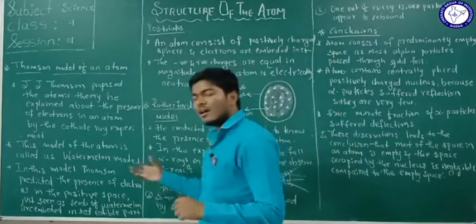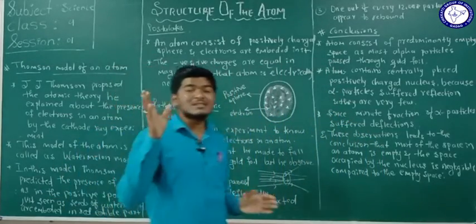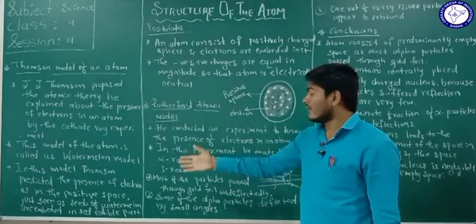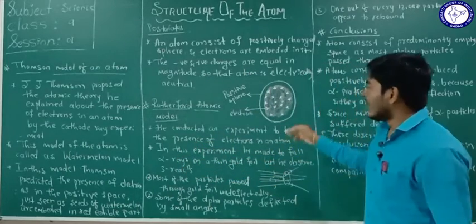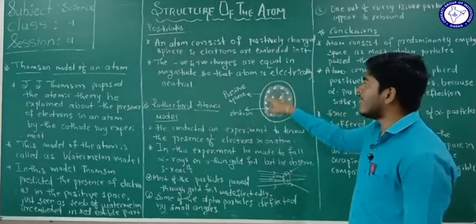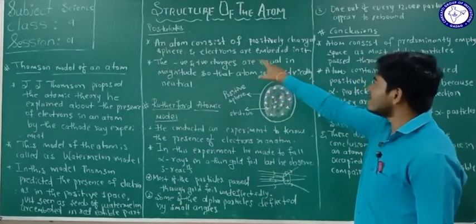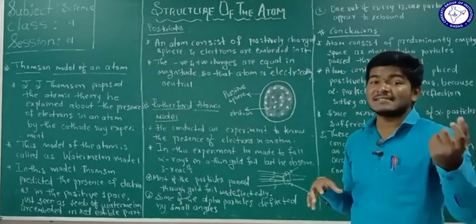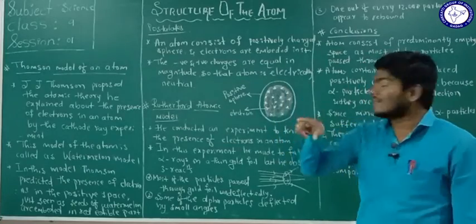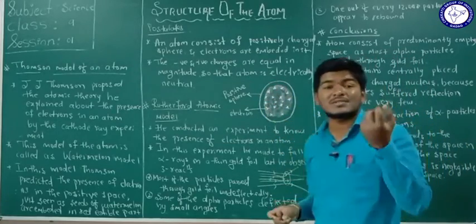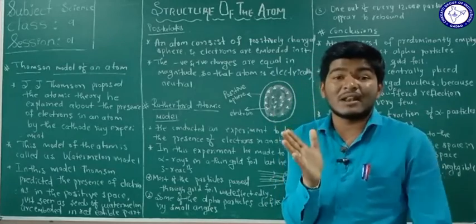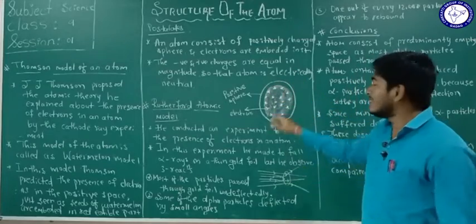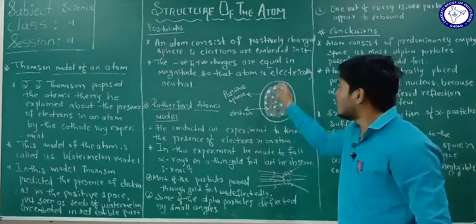According to him, the atom looks like a cut part of a watermelon. He says that an atom consists of a positively charged sphere and electrons are embedded in it. The positive sphere is present at the outer surface, that is, the white surface which we see when we cut the watermelon into two pieces. So in that white part, the atom consists of a positive sphere.